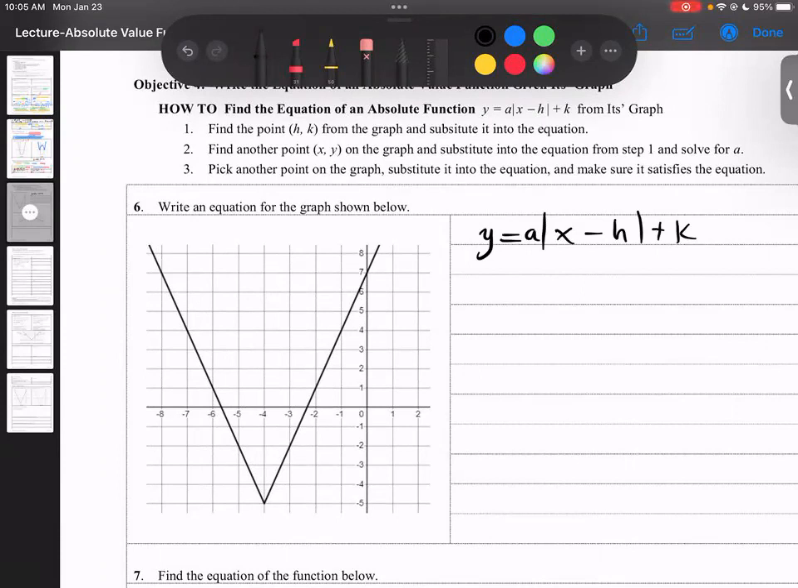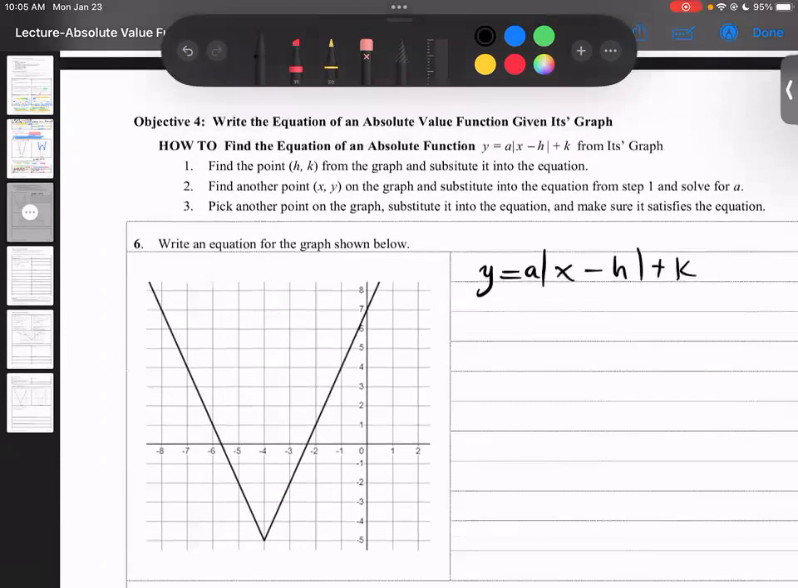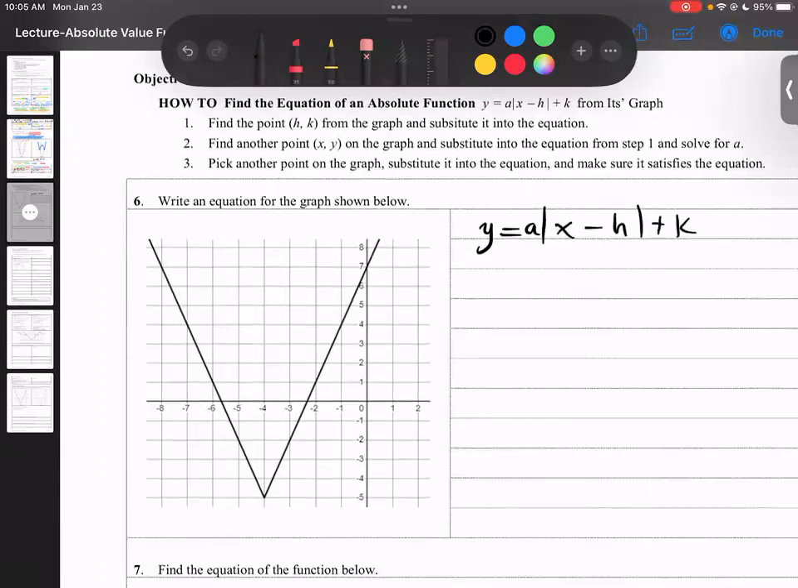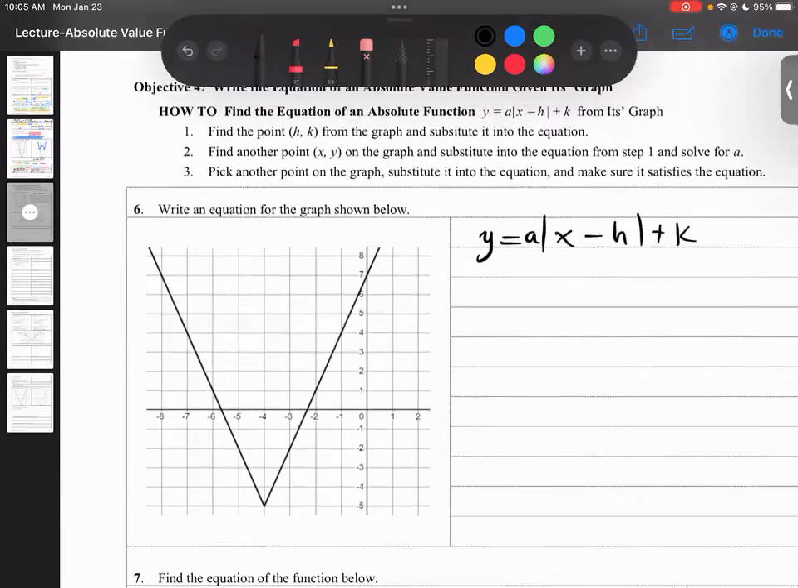Write that one up. And now you determine your horizontal shift, your vertical shift, or better yet, find the point (h, k). The point (h, k) is always either the minimum or the maximum. It's kind of like a parabola, right? (h, k), that's your vertex. So it's equal to (-4, -5).